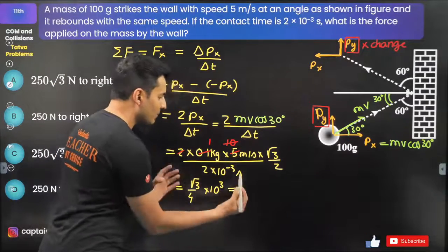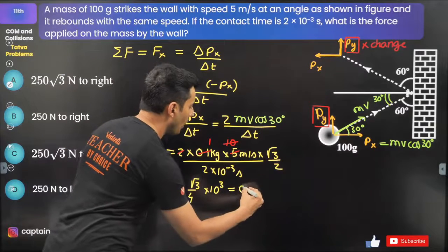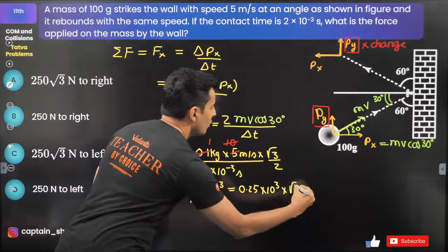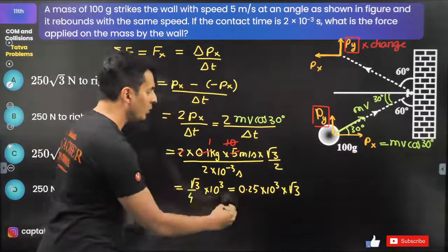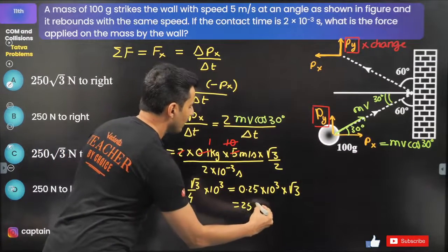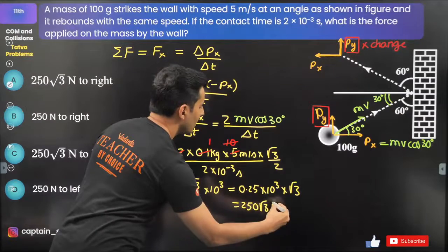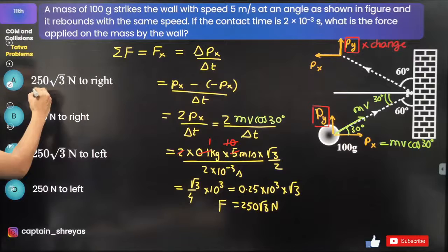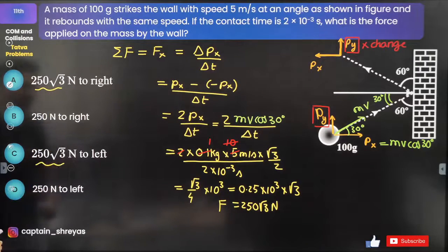1 by 4 is 0.25. So 0.25 into 10 to the power 3 into root 3. What is 0.25 into 10 to the power 3? It is 250 root 3, and this will be Newton. So that is your force. You can see it is here also.